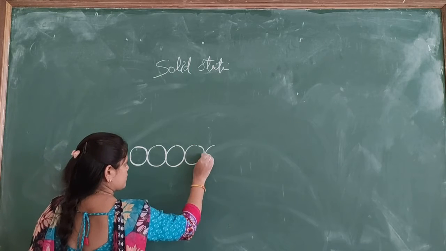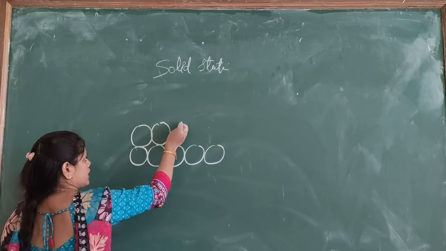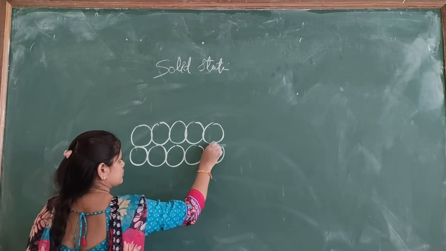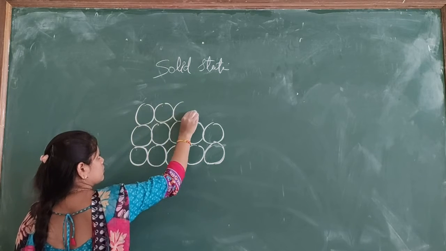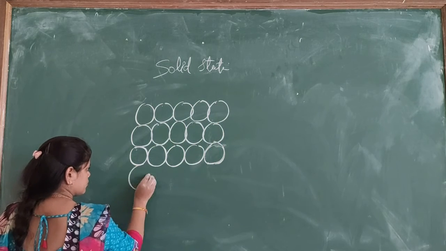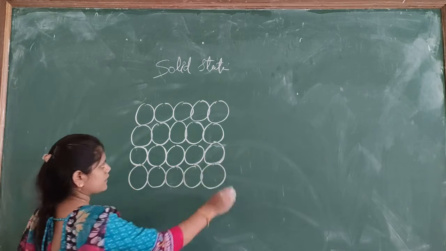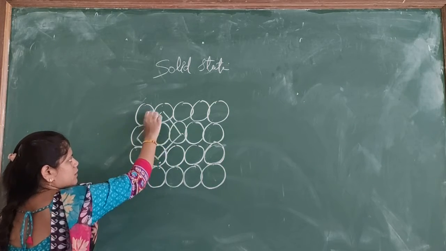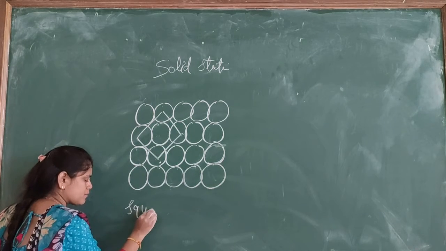So I will draw here first square close packing. Here the arrangement of atoms will be such that the second row will be present exactly above the first row. So these spherical atoms will be arranged in a square close packing like this. This atom will remain in contact with 4 neighboring atoms. So this is your square close packing.